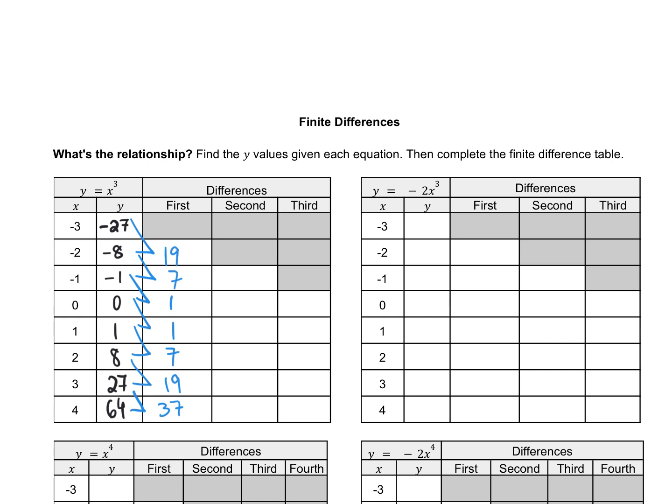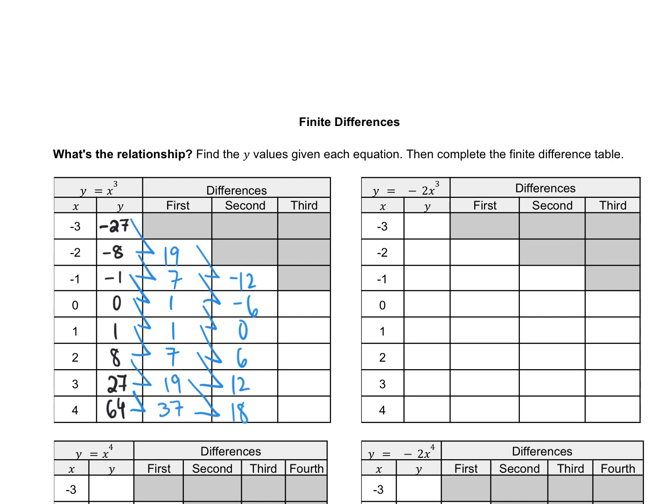And here we take our first differences and subtract them. 37 minus 19 is 18. 19 minus 7 is 12. 7 minus 1 is 6. 1 minus 1 is 0. 1 minus 7 is -6. And 7 minus 19 is -12. Again, nothing is matching. Keep going.